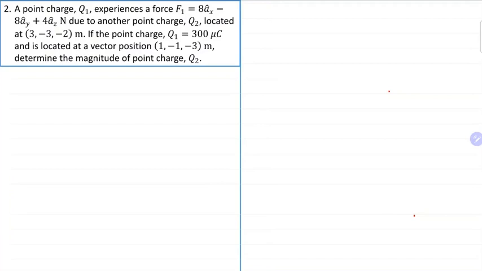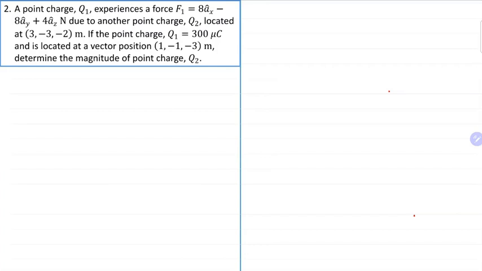Question 2. A point charge Q1 experiences a force F1 equals to 8 in the unit vector x minus 8 in the unit vector y, and then plus 4 in the unit vector z newtons. Due to another point charge Q2 located at (3, -3, -2) meters, if the point charge Q1 is 3 microcoulombs and is located at the vector position (1, -1, -3) meters, determine the magnitude of the point charge Q2.